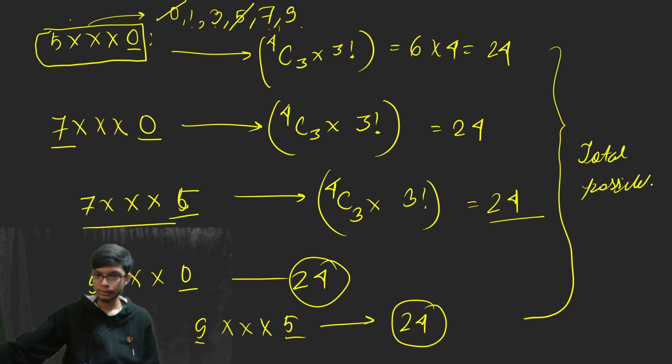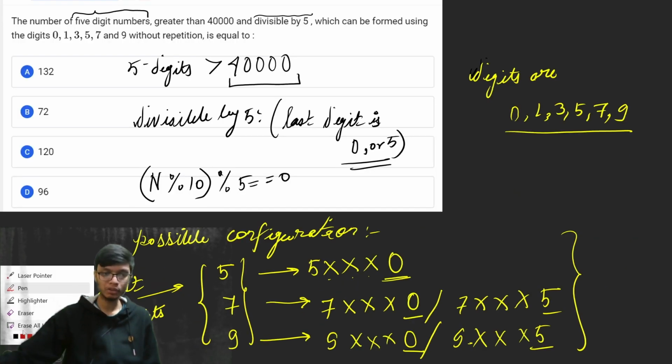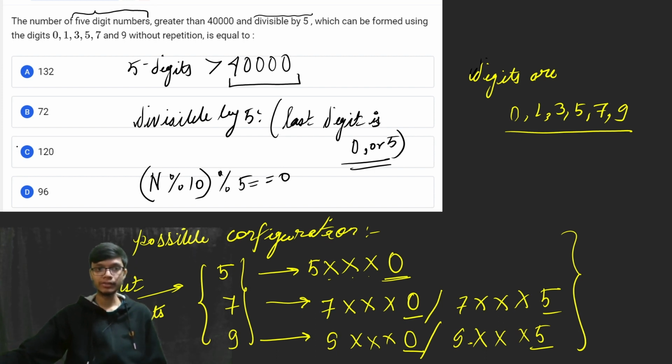So with this, you basically get the total number of possible numbers. There are 5 configurations, and each configuration has 24 cases, so that is 5 into 24, and the answer to this particular value will be equal to 120. So that means you will have 120 different possible numbers formed using the digits 0, 1, 3, 5, 7, and 9, which are greater than 40,000 and also divisible by 5. So with this, the right answer to the particular problem will be option number C.